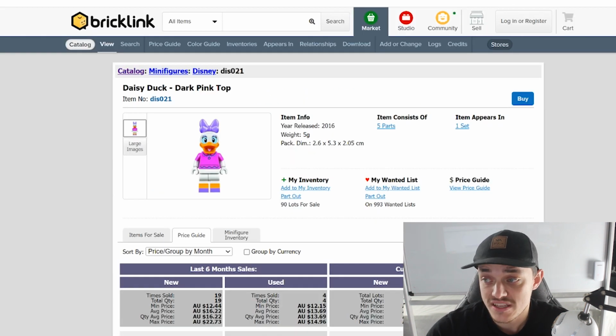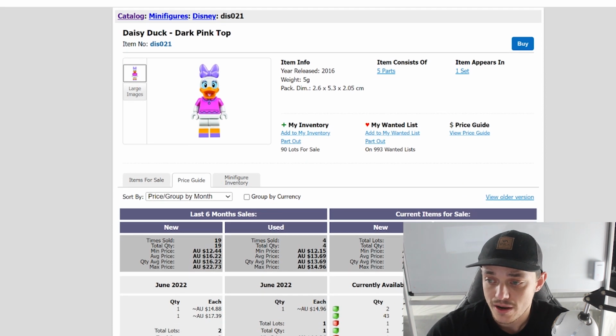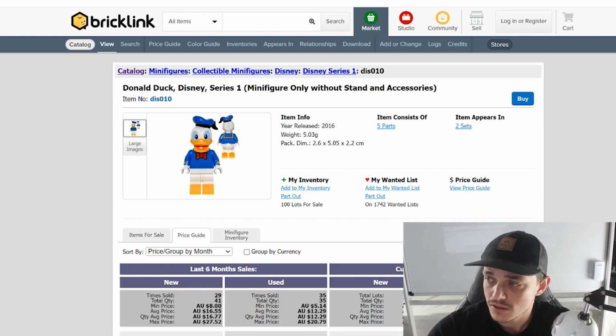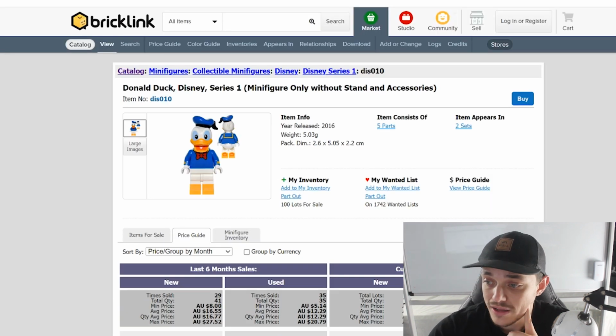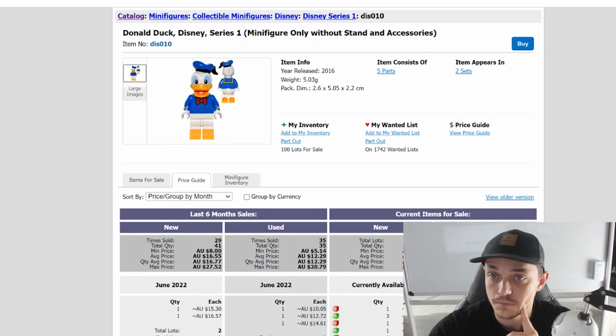So as we can see, this one appears in one set, which means this one isn't exclusive, and it currently sells for around, you can see here, about $16, so pretty decent. So that's the first one. The next one is the Donald Duck, which appears in two sets. This one is an exclusive, and it also appeared in the poly bags, the blind bags, the series one. So it is the same fig from that one. So we'll go back and we'll have a look, and this is worth about the same too, about $16 as well, as you can see down here.